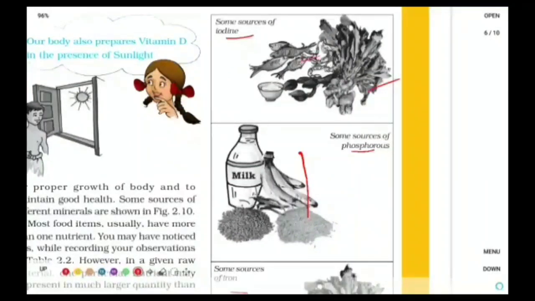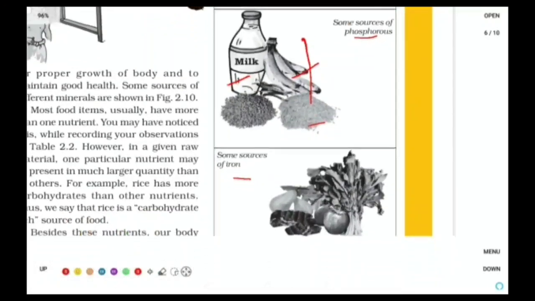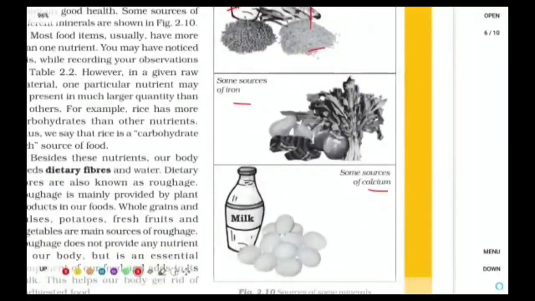Some sources of phosphorus are milk, banana, rice, etc. Some sources of iron are onions, apples, spinach, liver, etc. And some sources of calcium are milk and eggs, right?